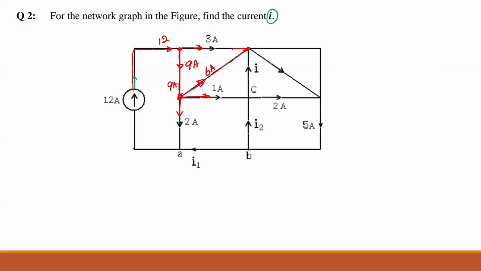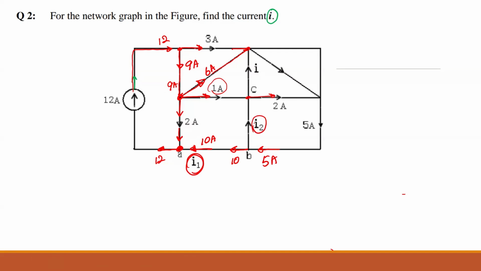We can't find it because we don't know 3 of them. Okay, now let's see. So 2 is coming here. 12 going this way to this point A. So what should be this current? It should be 10 amps. Now 10 is going this way, so I don't think we can do it yet. Okay, so 1 going this way and 2 goes this way. 5, yes, so 5 is here.